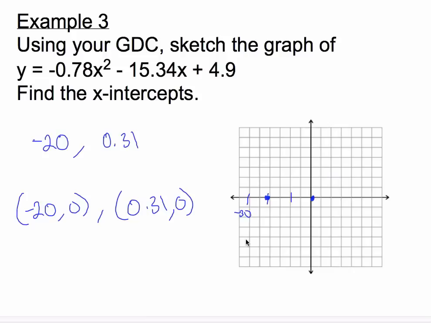And was it upside down? Yes, it was. But you couldn't see the vertex or anything. Alright. And label these x-intercepts.